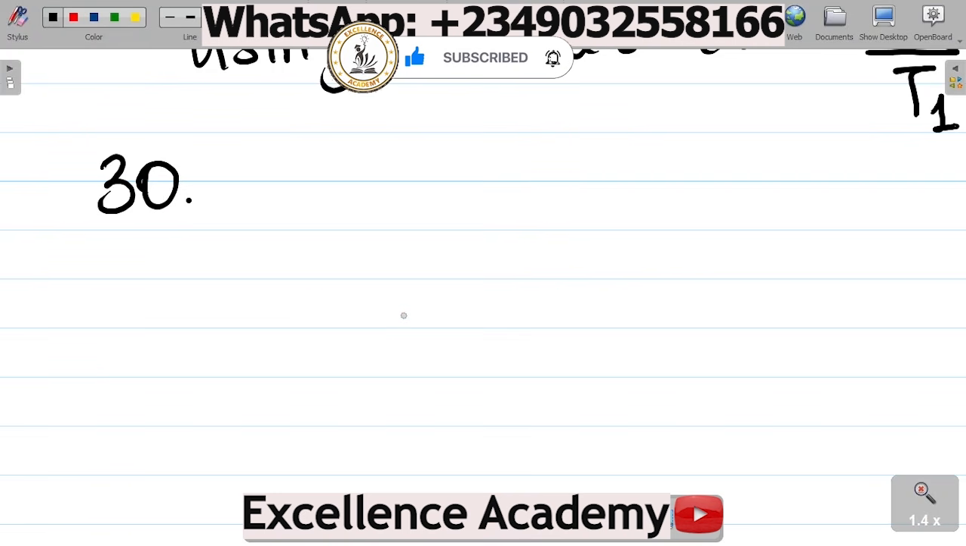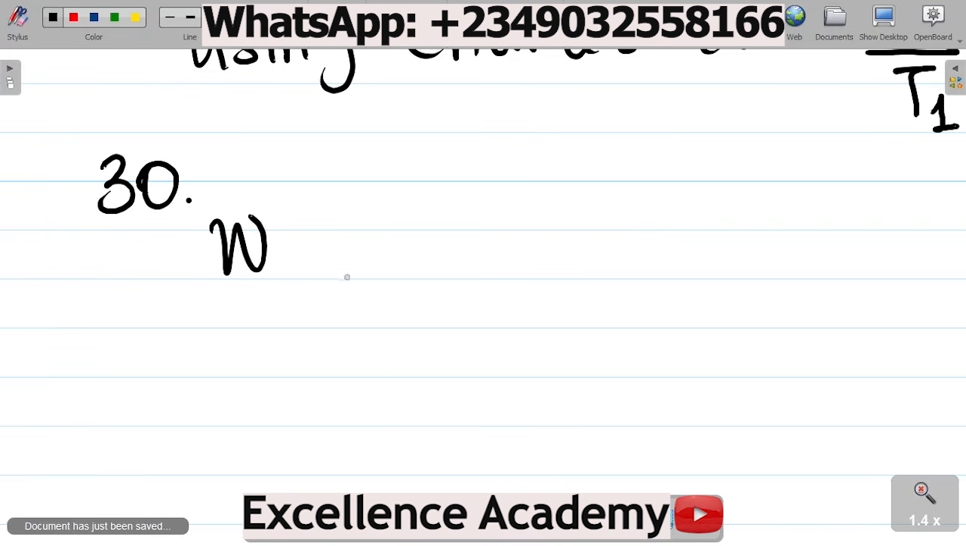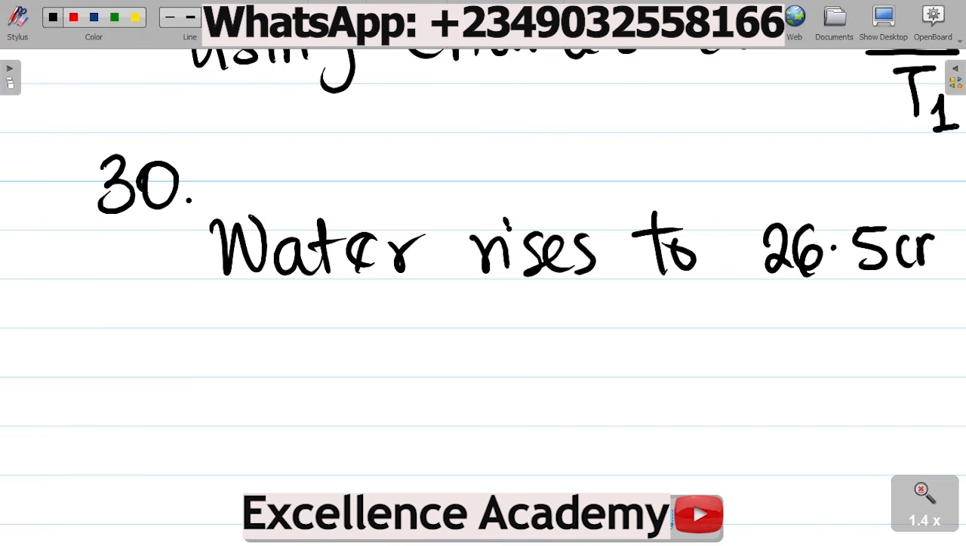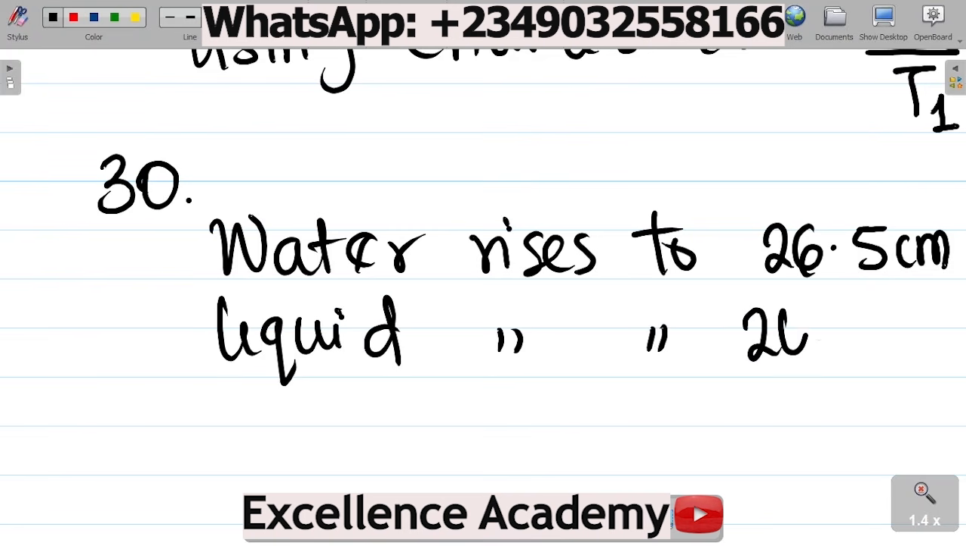If you look at the question there, let's look at the height of water. All right. So they said water, right, is better. They said water rises to the height given there is 26.5 cm. And they said for the liquid poured in the other limb, liquid rises to 20.4 centimeters. And you're asked to find the relative density.